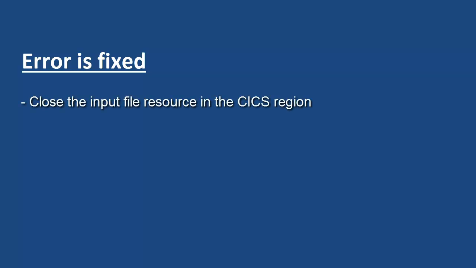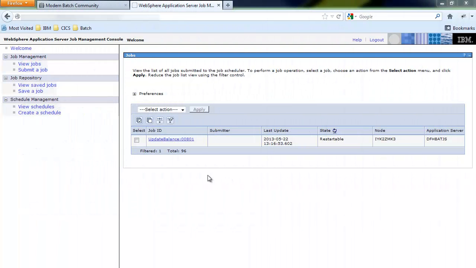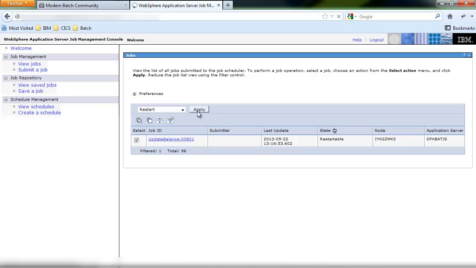We fix the error by closing the input file resource in CICS, editing the VSAM input file to correct the invalid data, and then reopening the file resource in CICS. Now we can restart the job so that it will continue processing from the last successful checkpoint.